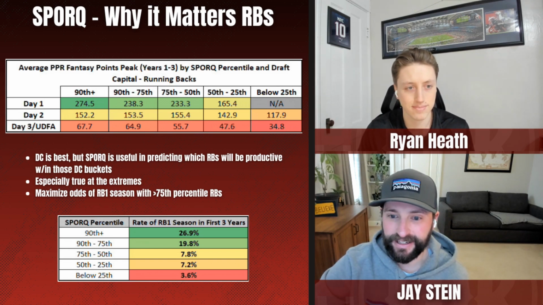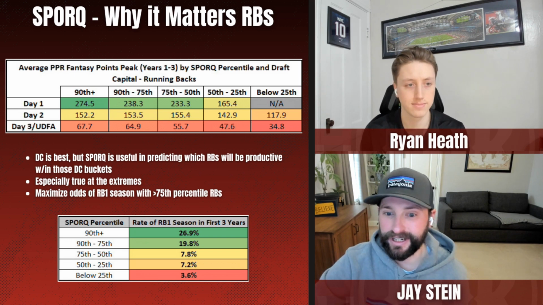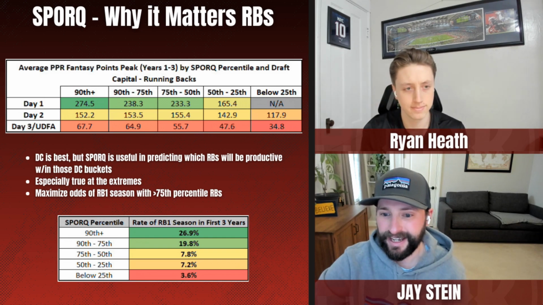And it looks like if you're in the 75th percentile or higher, that really maximizes your odds of achieving, in one of those first 3 years, an RB1 type season. Anything else to add to that sort of chart?